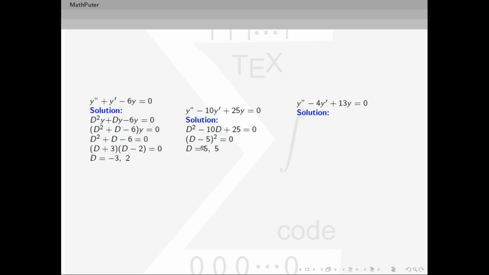As we know that an nth order polynomial has n roots, right? This is a second degree polynomial, so it has roots minus 3 and 2. This has the roots 5 and 5. This equation, it is D square minus 4D plus 13 equal to 0. This is the auxiliary equation of this differential equation. Okay, how do you factorize this?